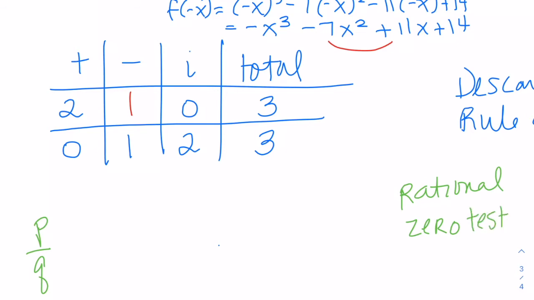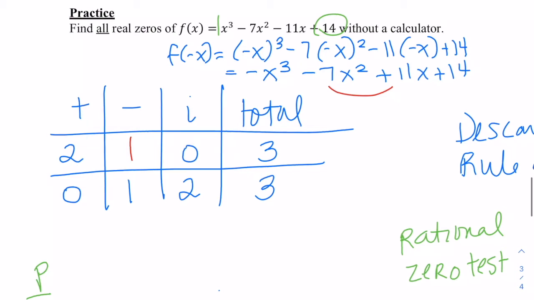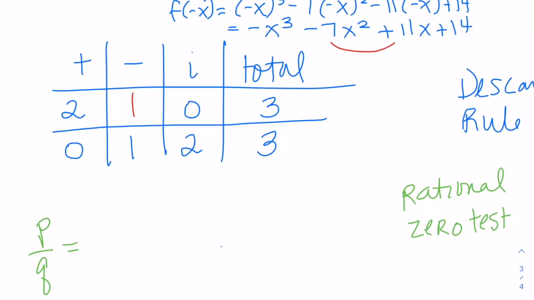So when I look at the factors of P, the factors of P are going to be plus or minus all the factors of 14. But my Q is just 1, so it'll just be plus or minus 1. So all my possible roots would be plus or minus 14 and any factors of 14. So plus or minus 7, plus or minus 2, plus or minus 1. So we have 8 possibilities here, and one of them has to work as a negative real root.